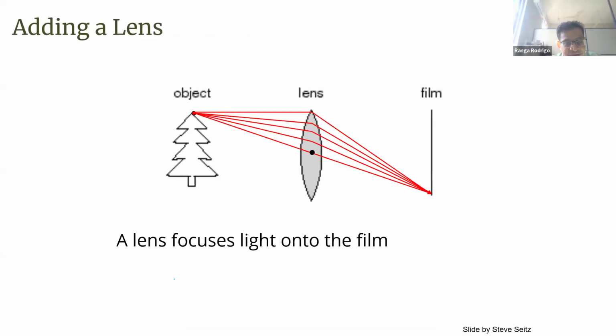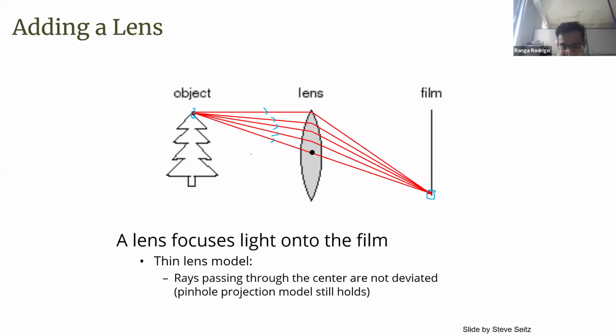Now you can see the beauty when you add a lens. All the light rays that are emanating from that one point in the scene, which is this, go and strike this one point in the film. So there is one-to-one correspondence between the object and the film. So therefore, you can get a sharp image. So this is called the thin lens model. Rays passing through the center are not deviated. The pinhole projection model still holds.